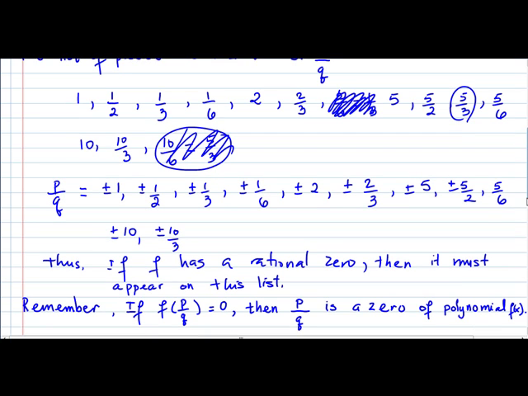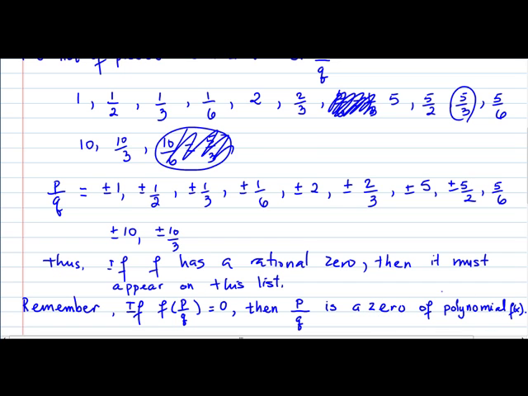The next step, we have to go through the list to evaluate each number, or we use synthetic division until we find a 0. And remember that if f of p over q is 0, then p over q is a 0 of the polynomial.